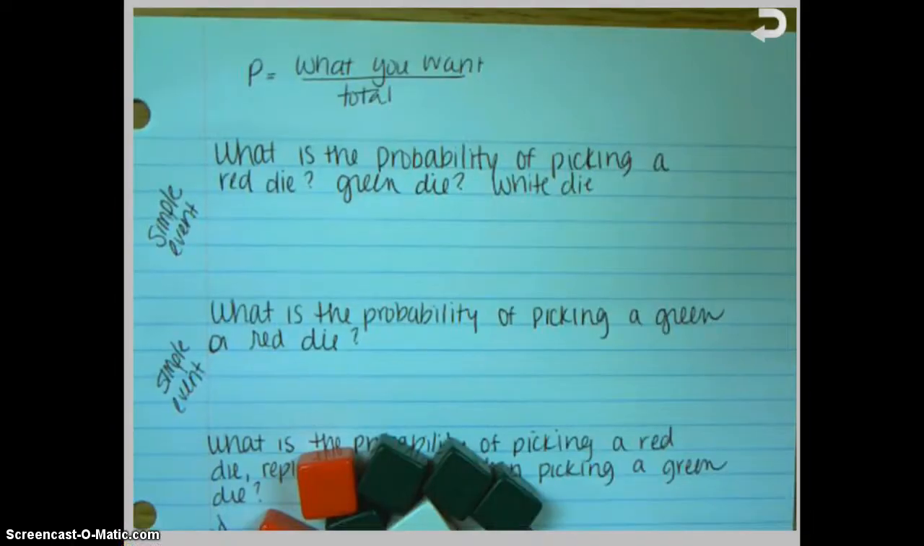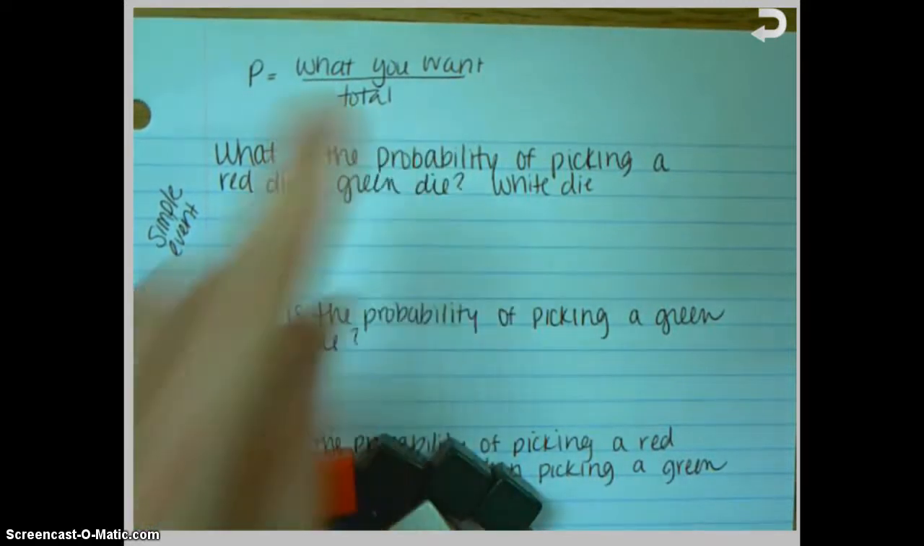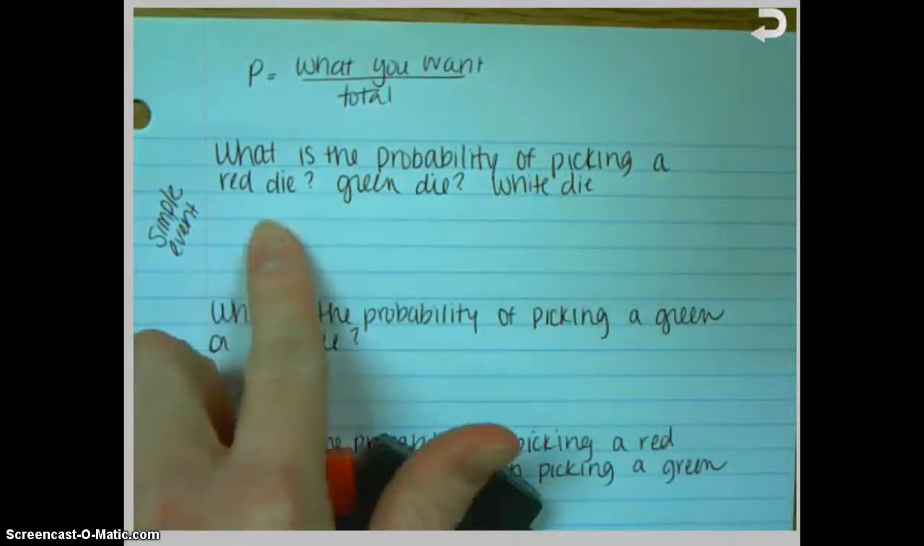Okay, I'm going to try to keep this short because I know some people don't like those long. So we're just going to do 4 examples of probability, and then we'll be doing a lot more examples in class. So the first thing I want to remind you is probability is going to be what you want over the total. So my first question is, what is the probability of picking a red die?